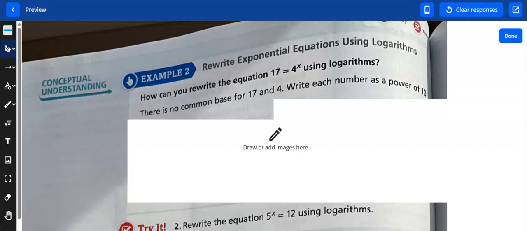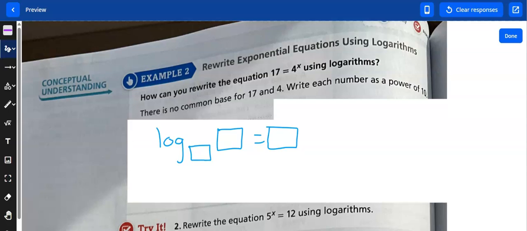Example 2, how can you rewrite this equation using logarithms? We do not have a common base for 17 and 4. I've already taught you how to do this, so this should just be a reminder. If you can't solve it as an exponential, what are you going to change it to? Logarithms, right? So we used boxes. Obviously, you don't have to use boxes if you understand what's going on.